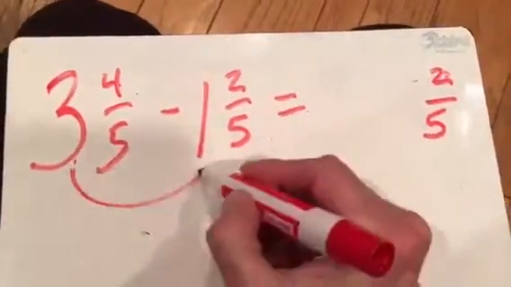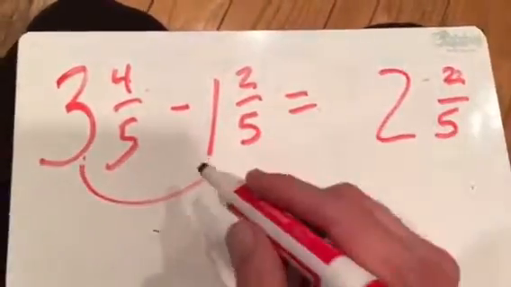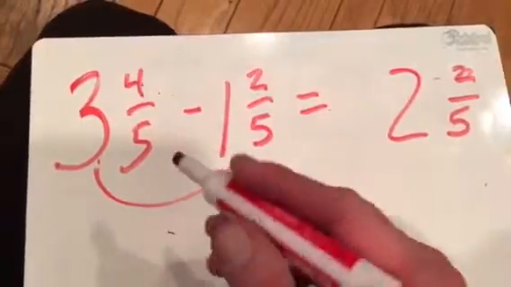And then we just do the whole numbers. 3 minus 1 is 2. So we would have 2 2/5. Straight up, no problems with that, and everybody was fine with that. And then we mixed it up a little bit. We kicked it up a notch, as we say.